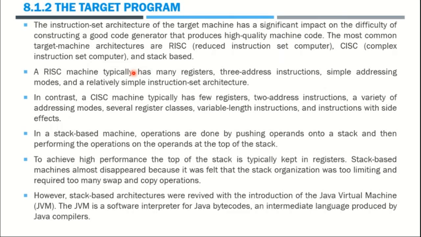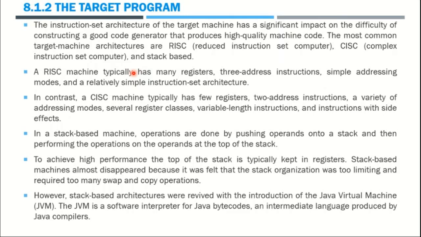Another model is the stack based machine. In a stack based machine, we perform operations by pushing the operands onto the stack. After that, we can perform the operation on the contents at the top of the stack. While we want to perform the operations using the stack model, again we need some register allocation. So that's why in the long run, it is not the best approach for generating the target code.